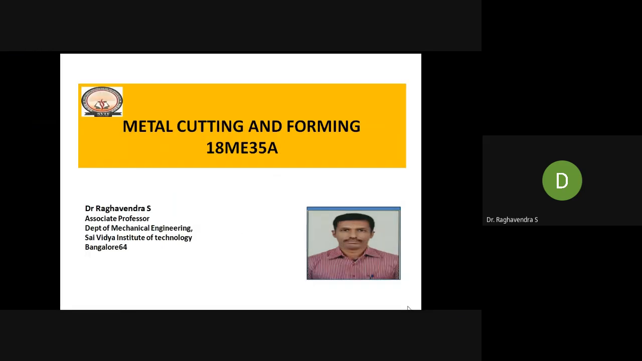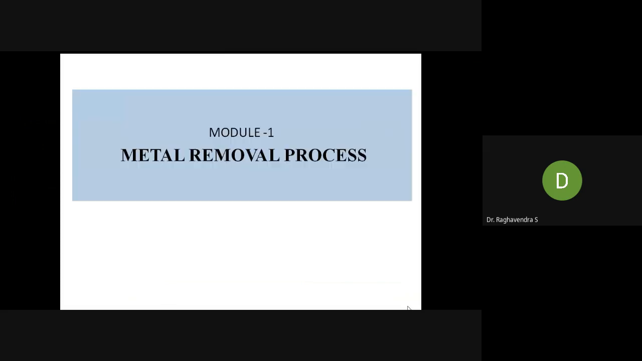Today we will discuss another topic in metal cutting and forming. That is the metal removal process. It comes under module one. I hope you remember that I started from some other part of the module, that is on lathe and all these things. Now we'll do the next extension part, the metal removal.